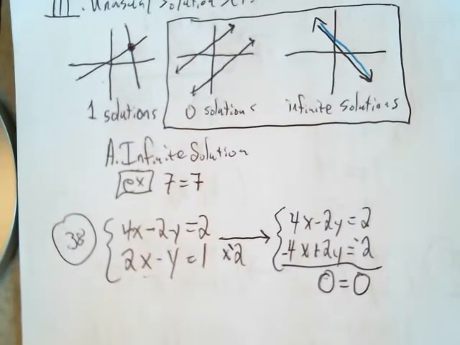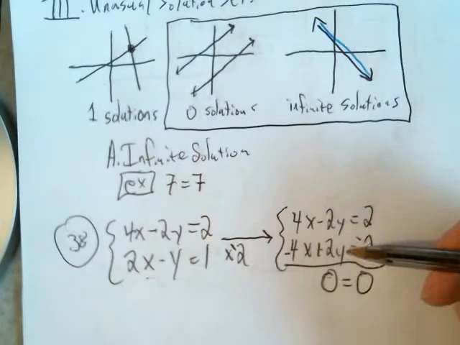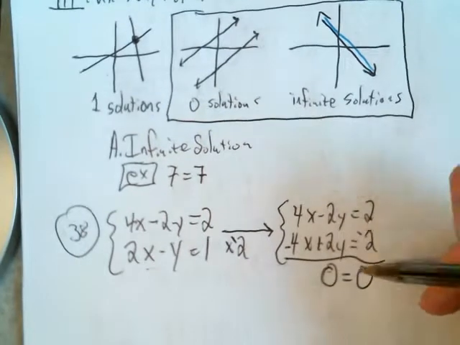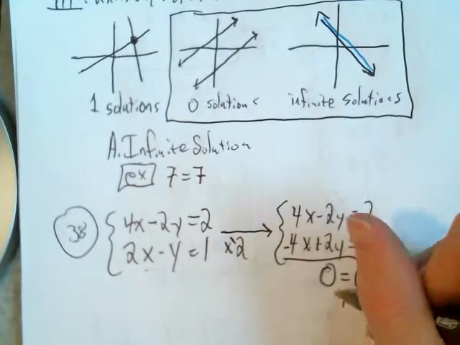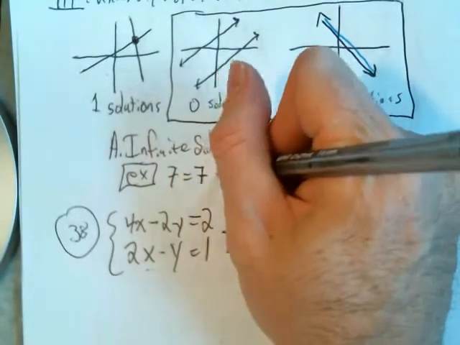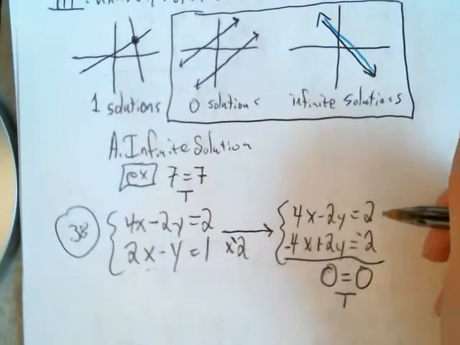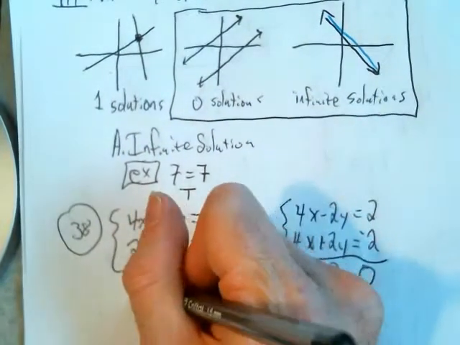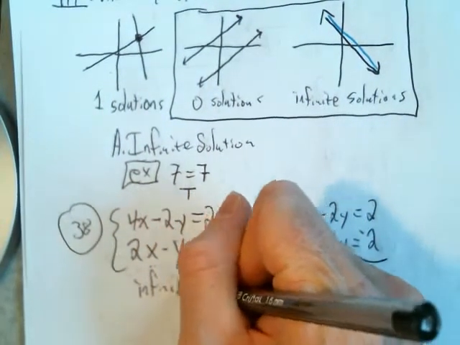Okay? So this is the characteristic of infinite solutions. The variables will cancel out. You'll be left with some statement. In this case, it's a true statement. And when it's a true statement like this, it'll tell you it's infinite solutions. Okay? So you can write infinite solutions for me. That's fine.